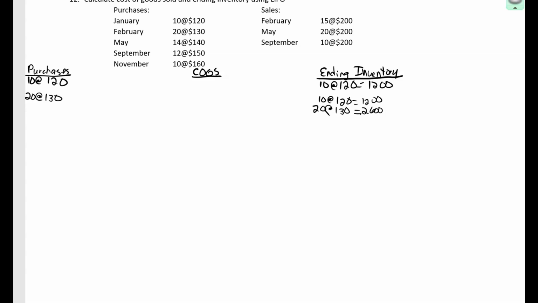Okay, we sold 15. And which ones did we sell? LIFO is last in, first out. So we're going to take the newest ones first. All 15 are going to be at 130. What we have in ending inventory is the 10 at 120, which are our oldest ones. And then we have 5 left in inventory at 130.